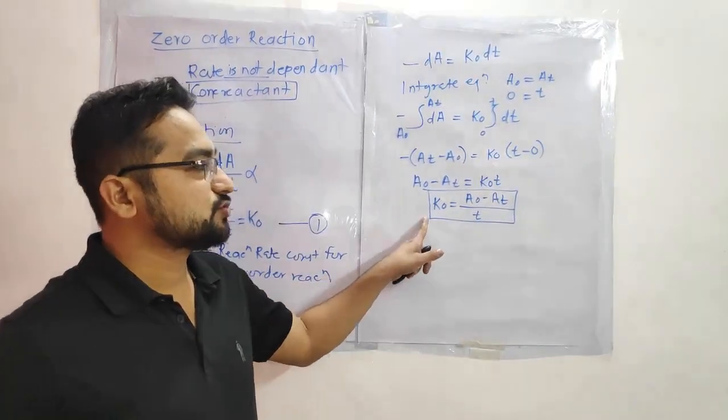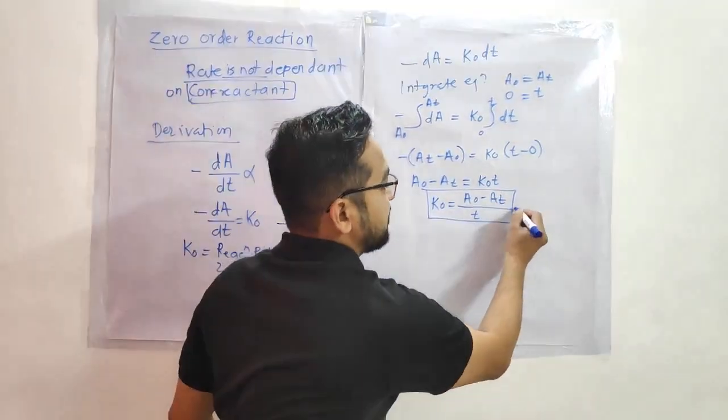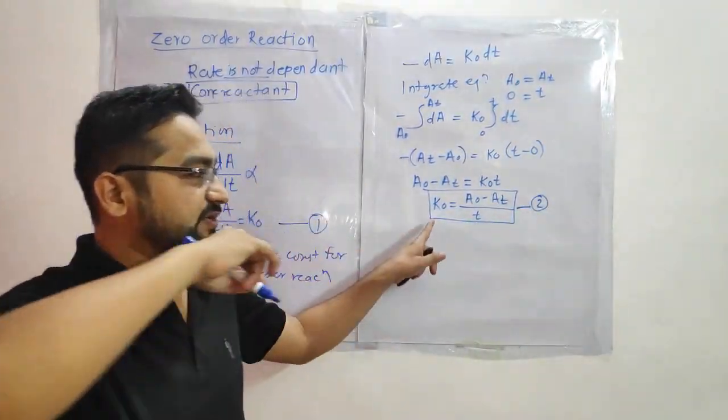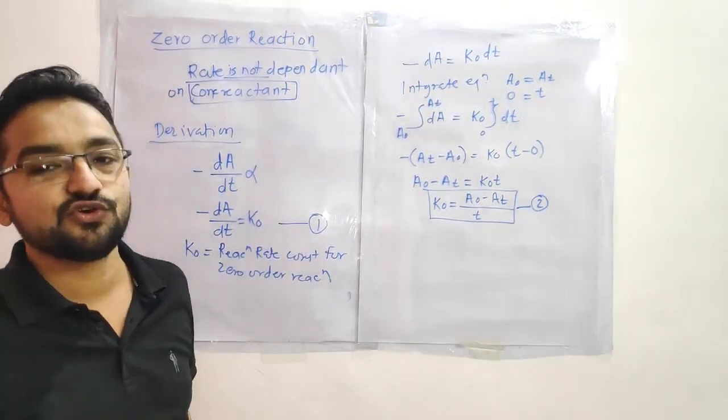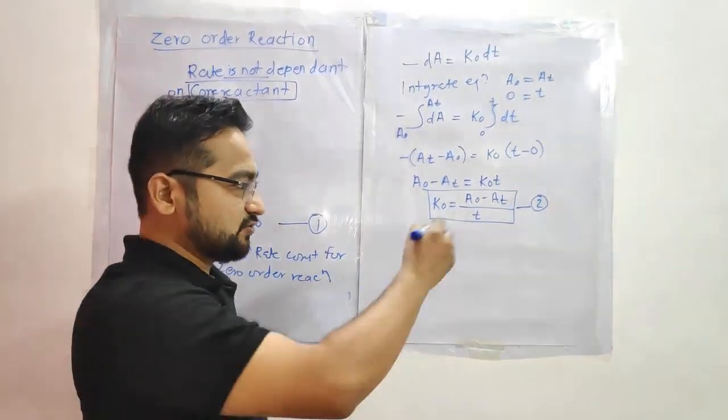So this is the next equation. Let us assume that this is your second equation: k0 is equal to a0 minus at divided by t. So this is the final equation for your zero order kinetics.